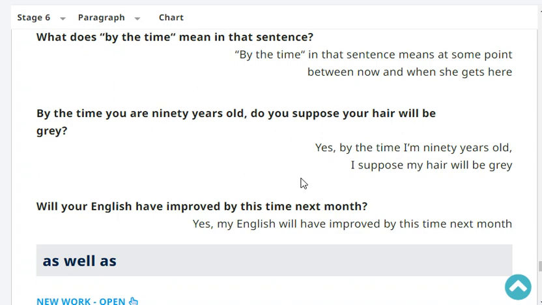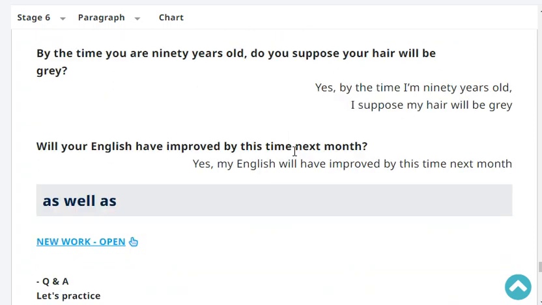Will your English have improved by this time next month? Yes, my English will have improved by this time next month. Very good. Okay, so that's the end of our revision. Let's have new work.